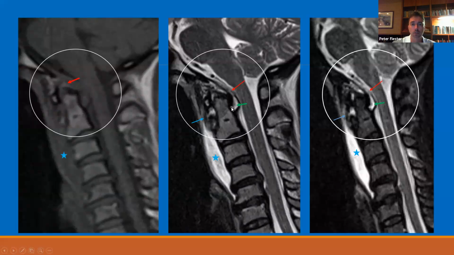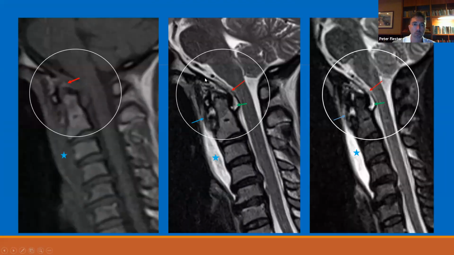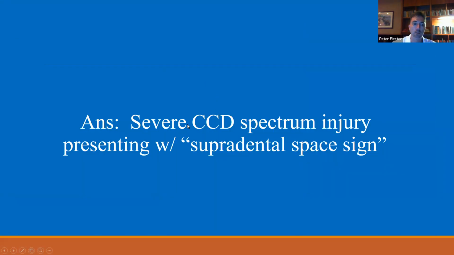Transverse atlantal ligaments torn. You have this prevertebral effusion, and the anterior complex is torn. Really the best clue on the CT was the fact that there's a hematoma in the supradental space. So this was a severe spectrum injury presented with the supradental space sign.